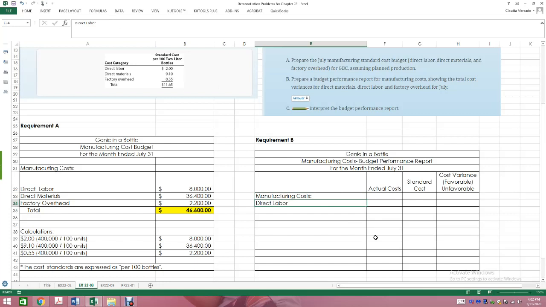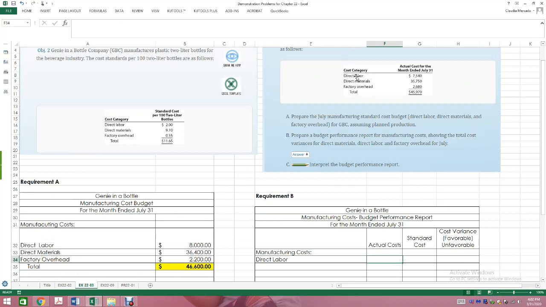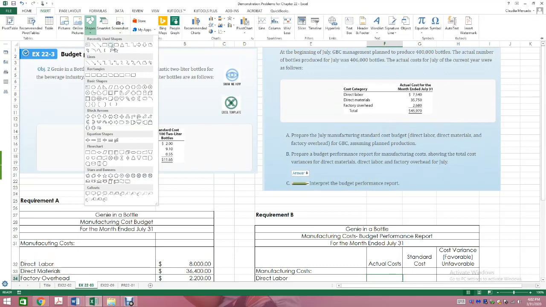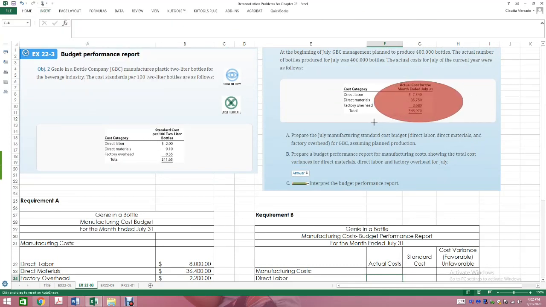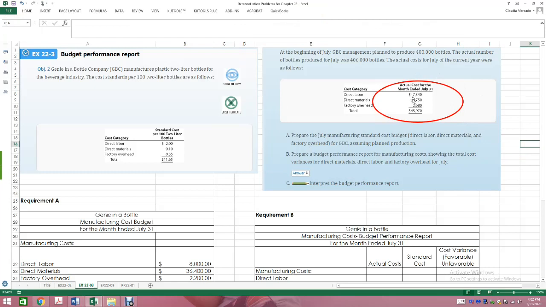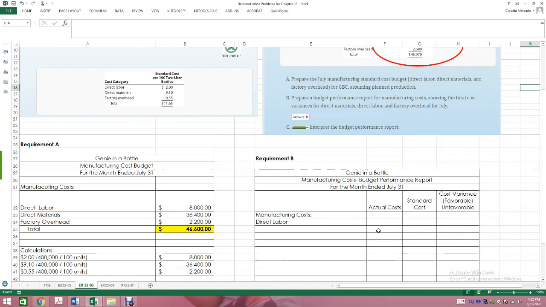Now, your actual costs. Okay? Your actual costs are given up here. In your problem, the actual costs are provided. So the actual costs are given to you right here: 75,400, 35,750, and 26,800. And your total, 45,970. So I'm just going to copy those actual cost numbers into my actual column.